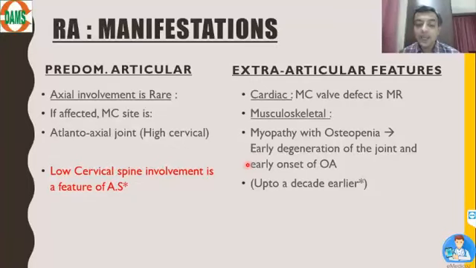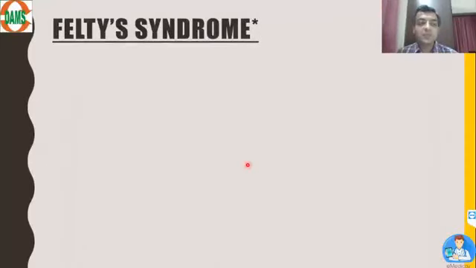So a decade earlier. Yesterday we discussed that degenerative arthritis you expect after 50 years of age. But in a patient of RA, you must suspect osteoarthritis after 40 years of age. Please remember this. This is a clinically important point. So osteoarthritis can occur early in a patient of rheumatoid arthritis.